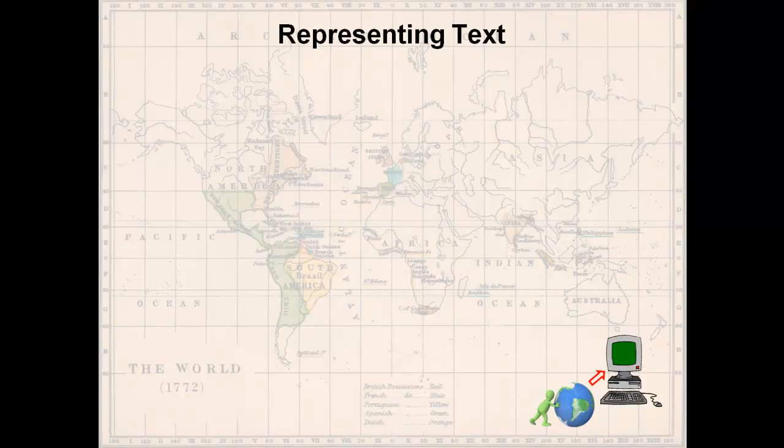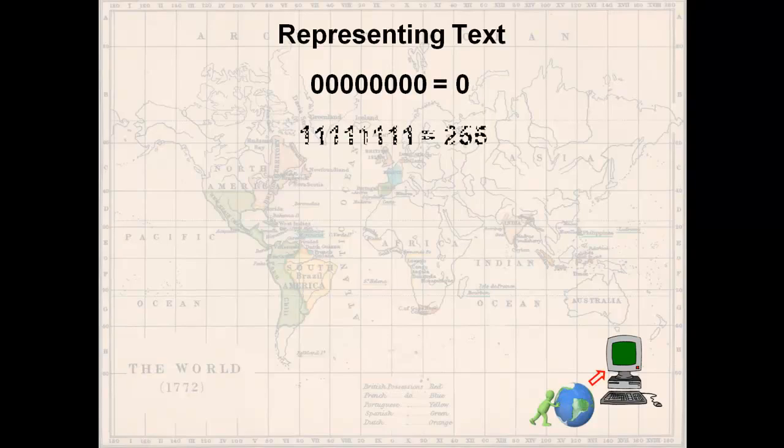What about text? You can't put a number to a text. 00000000 equals 0. 11111111 equals 255. Those are the decimal representations in base 10 of this binary representation. So this is 0 times 2 to each power, so it's equal to 0. This is 1 times 2 to the 0, 2 to the 1, 2 squared, 2 cubed, 2 to the 4th, 5th, 6th, 7th. So that's 255.